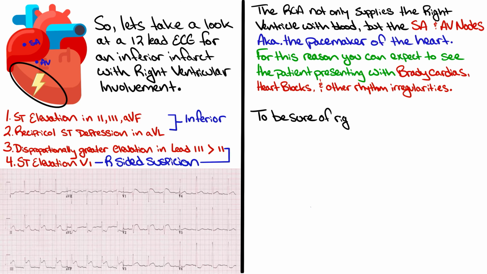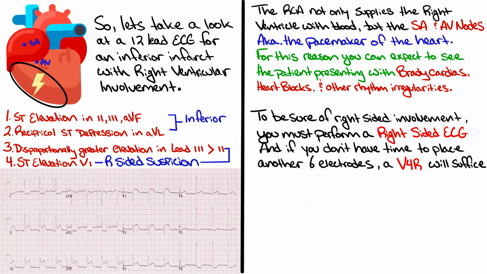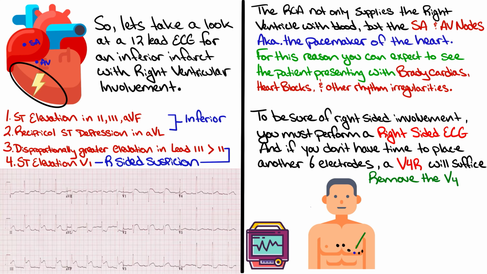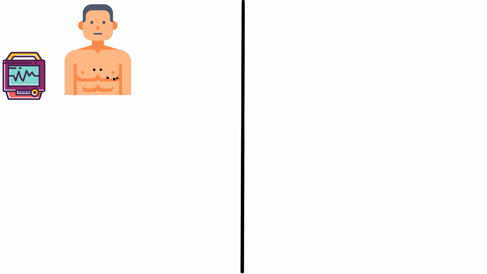Getting back to our ECG, to be sure of right-sided involvement, you must perform a right-sided ECG. And if you don't have time to place another 6 electrodes, a V4R will suffice. To capture a V4R tracing, you need to remove the V4 electrode and place it in the same anatomical location on the patient's right side. You can also leave the V4 electrode in place and just use another electrode. The V4R electrode will be placed in the 5th intercostal space at the mid-clavicular line.